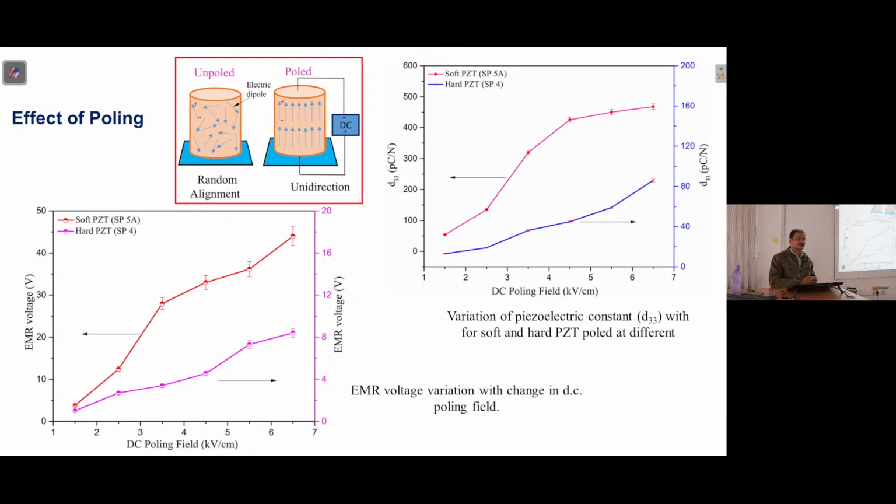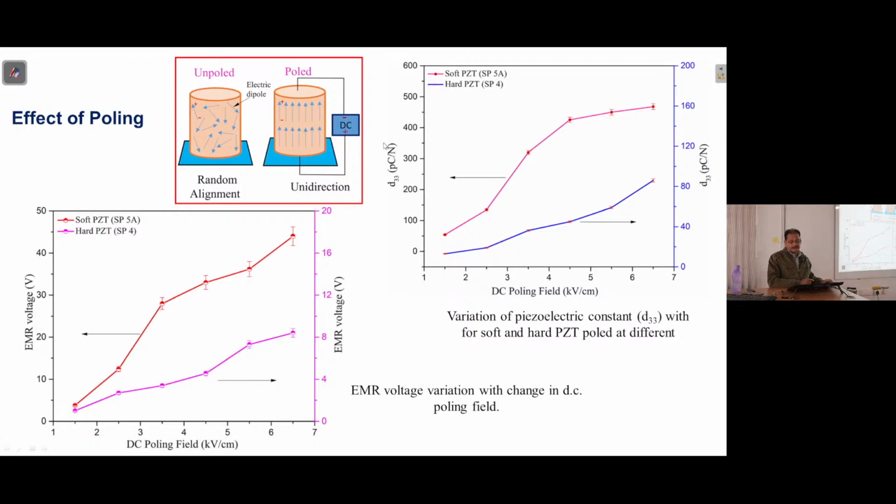PZT also is a ferroelectric material which, when polarized, gives very high performance. So that's why it's very popular. We considered some unpolarized samples, and with the available poling field, we don't have a very high polarization setup. So to whatever extent it is possible, we polarize them and then try to obtain these results. An increasing pattern we could obtain with that also.